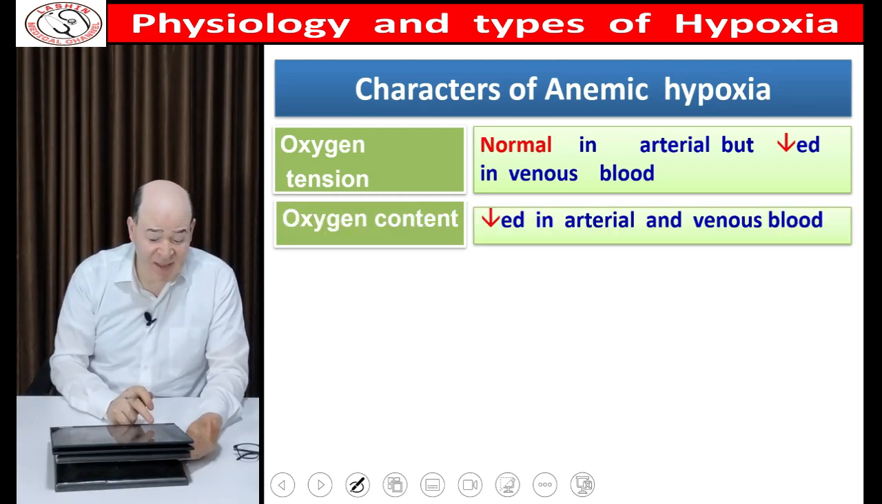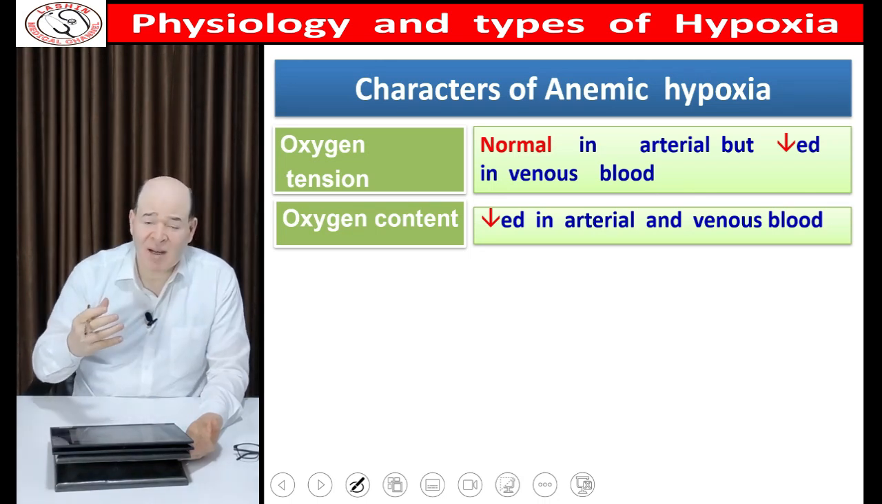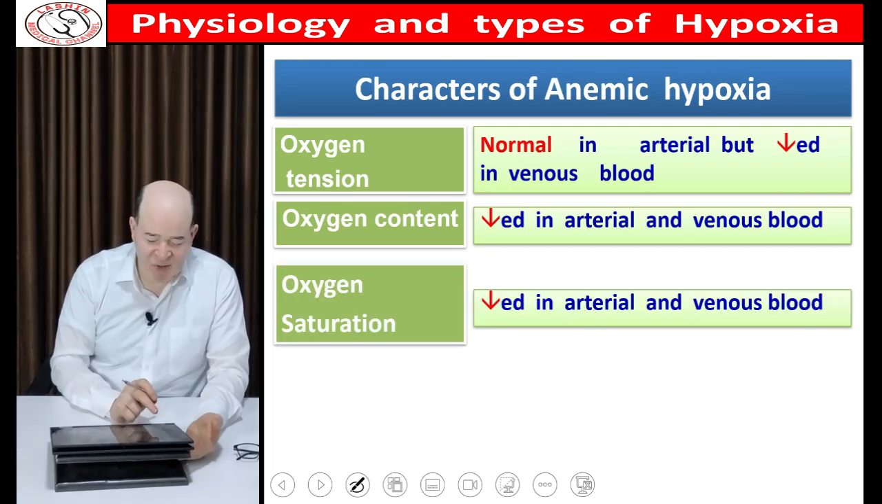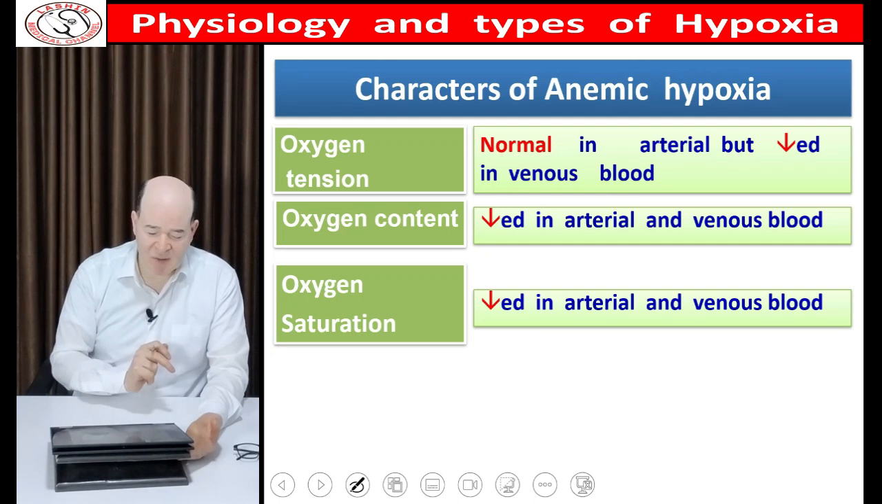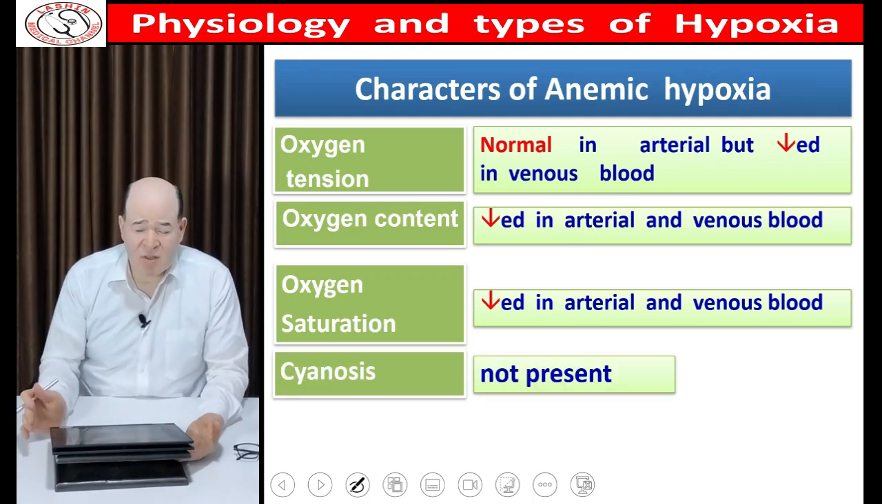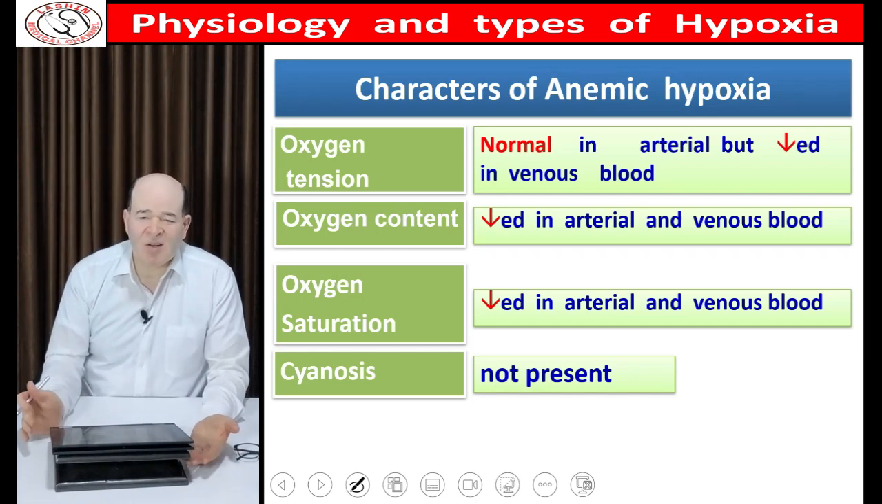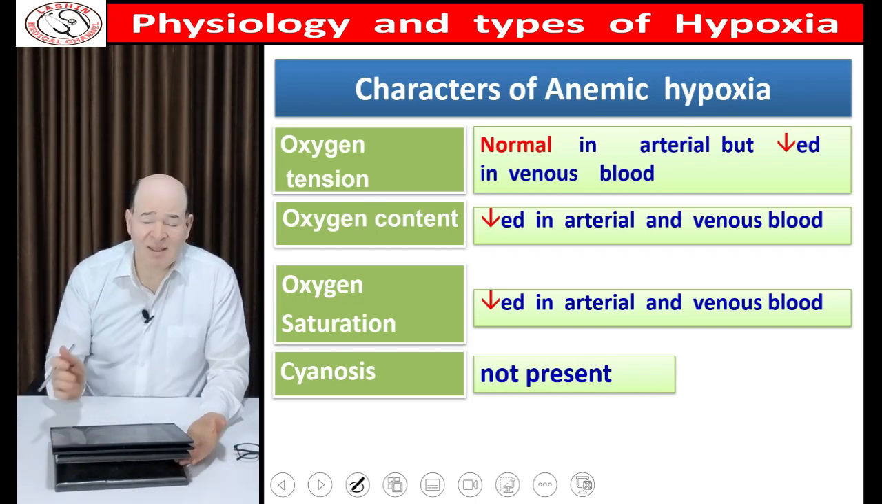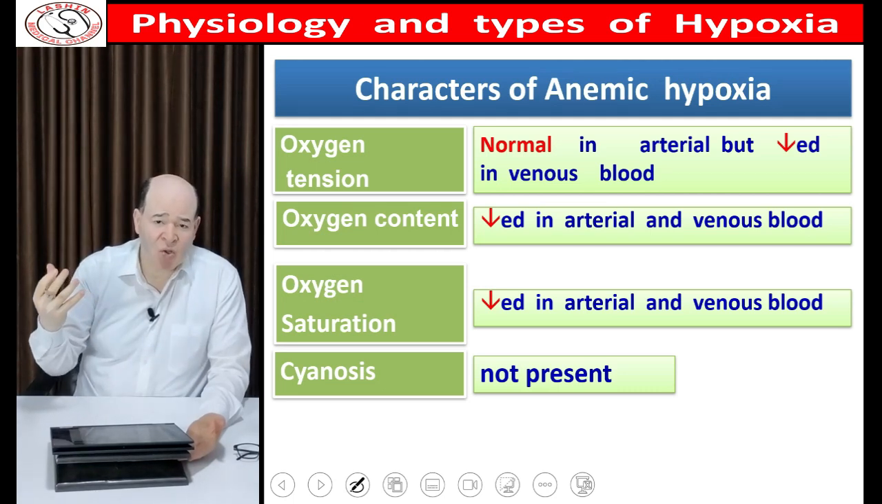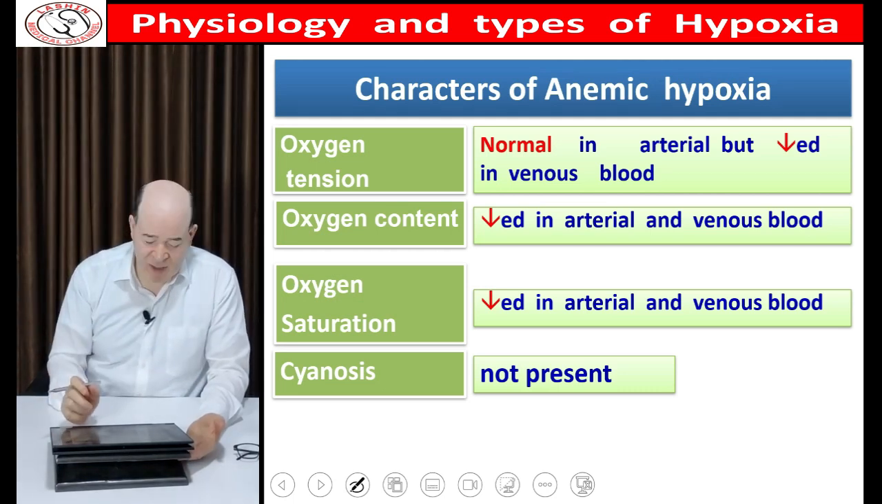The oxygen content is decreased because oxygen sites are occupied or hemoglobin is deficient. When the content is decreased, the oxygen saturation is decreased by consequence, as I said before. Cyanosis: in most conditions, no cyanosis, because in CO poisoning, the color of the skin is cherry red, and in the different types of anemia, there is not sufficient hemoglobin to produce cyanosis.